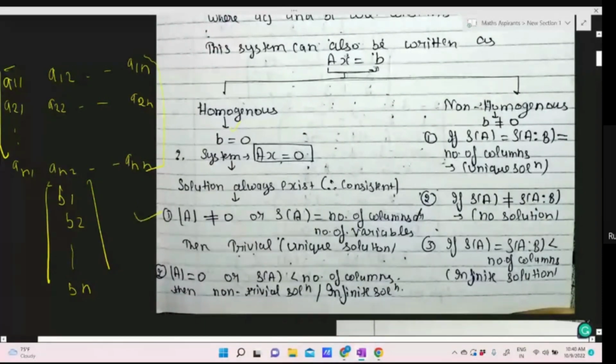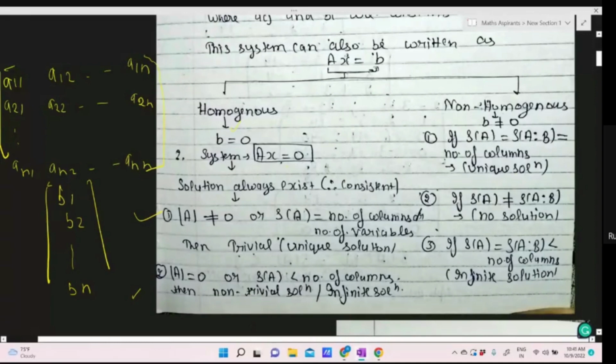For a unique solution, we have determinant of A is not equals to 0, or we can say that rank of A is equals to the number of columns or the number of variables. If the determinant of A is equals to 0, or the rank of A is less than the number of columns or the number of variables, we can say that the homogeneous system has a non-trivial solution, or infinitely many solutions. The other case is the non-homogeneous case. In this case, B is not equals to 0.